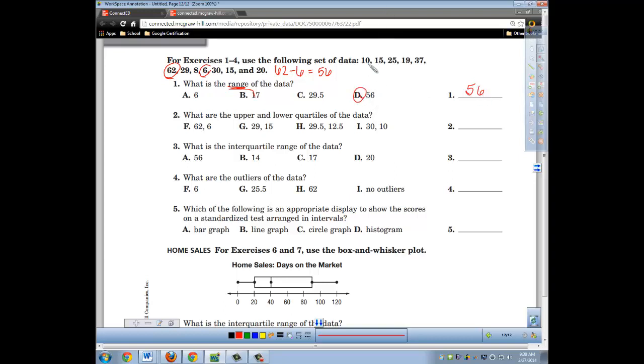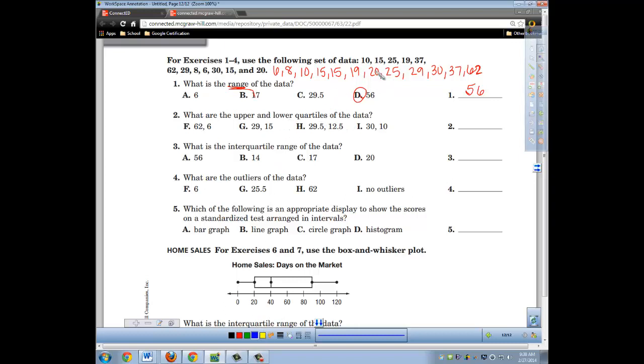Number 2, what are the upper and lower quartiles of the data? Remember, before you do that, you need to number them in order from least to greatest. So we've got 6, 8, 10, we have two 15s, 19, 20, 25, 29, 30, 37, and 62. Oops. So for the upper and lower quartiles of the data, you first need to find the median.